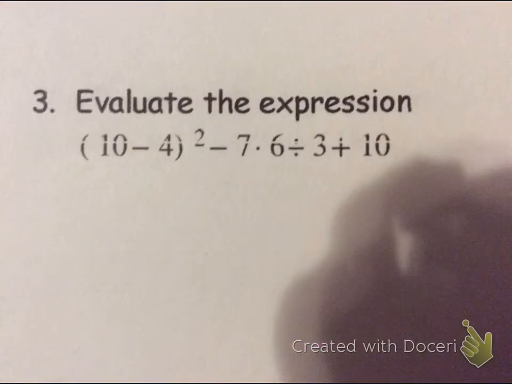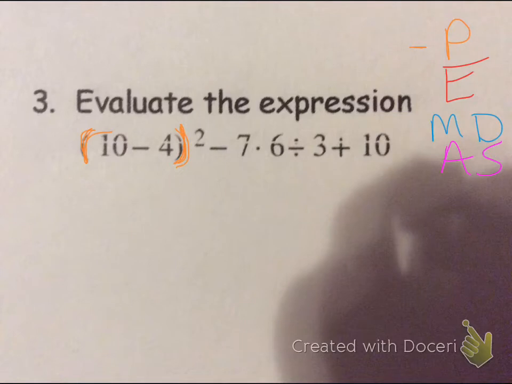On to number 3. On number 3, we're going to evaluate the expression 10 minus 4 squared minus 7 times 6 divided by 3 plus 10. All right, so I've got to remember to do this problem step by step, and my friend is PEMDAS, because I need the order of operations. There is too much going on here. All right, so my first step is parentheses. Do I have parentheses? I see them right here. Okay, so 10 minus 4, that's going to be addition and subtraction, 6.